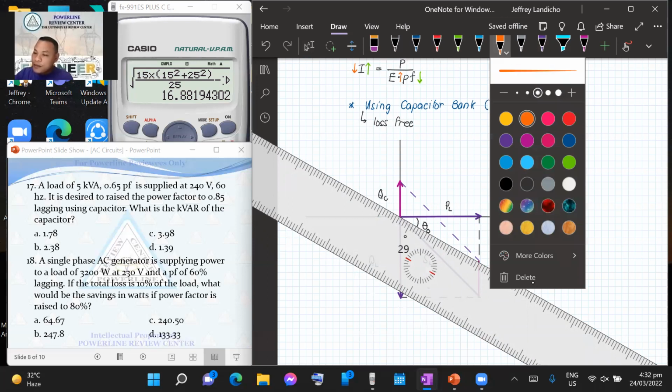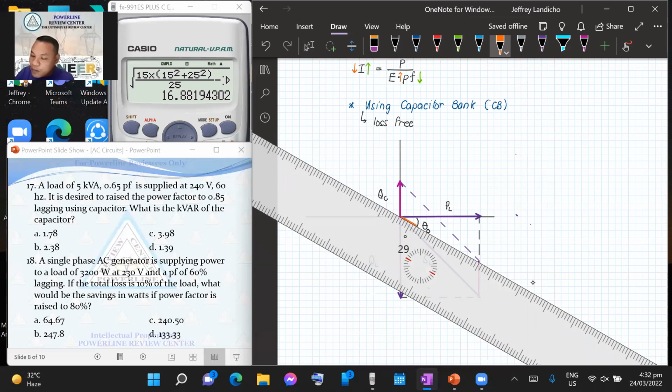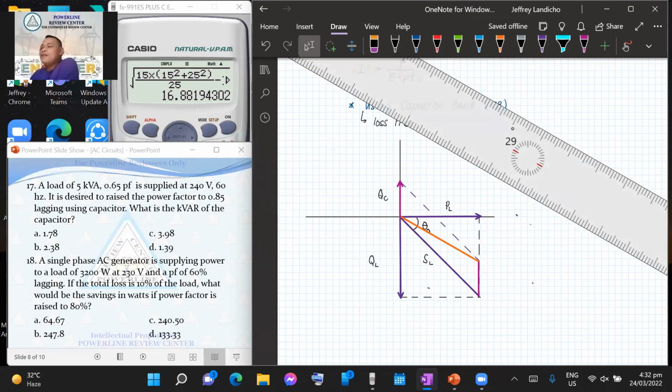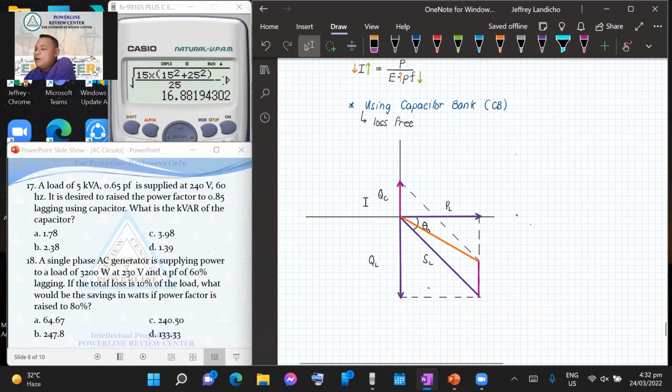Ngayon, kung papansinin mo kapatid, yung panibagong apparent power, mas lumiit. So ibig sabihin, nakasave. Okay, sino nakasave? Hindi tayo ang nakasave. Kasi kapatid, yung real power na kinonsume natin, the same pa rin. So, ito pa rin ang i-build sa atin.